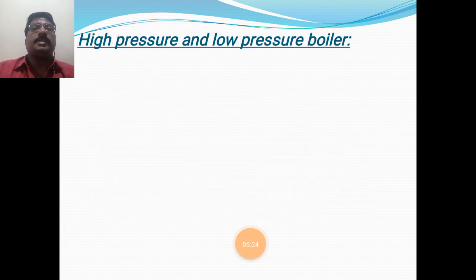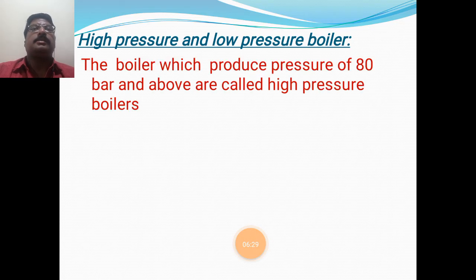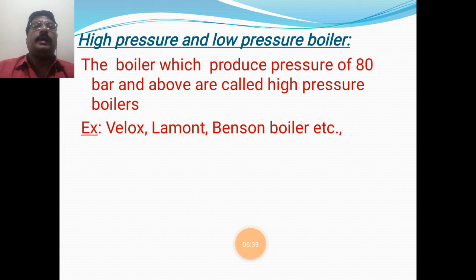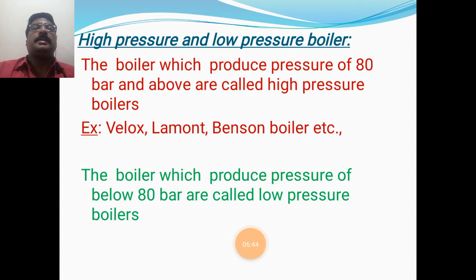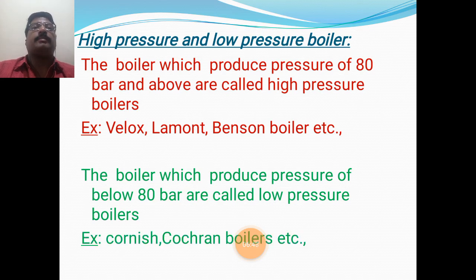The next classification is high pressure and low pressure boilers. If the boiler pressure is above 80 bar, such boilers are known as high pressure boilers. Examples: Wilcox, Lamont, Benson boilers. If the boiler pressure is below 80 bar, such boilers are known as low pressure boilers. Examples: Cornish and Cochran boilers.